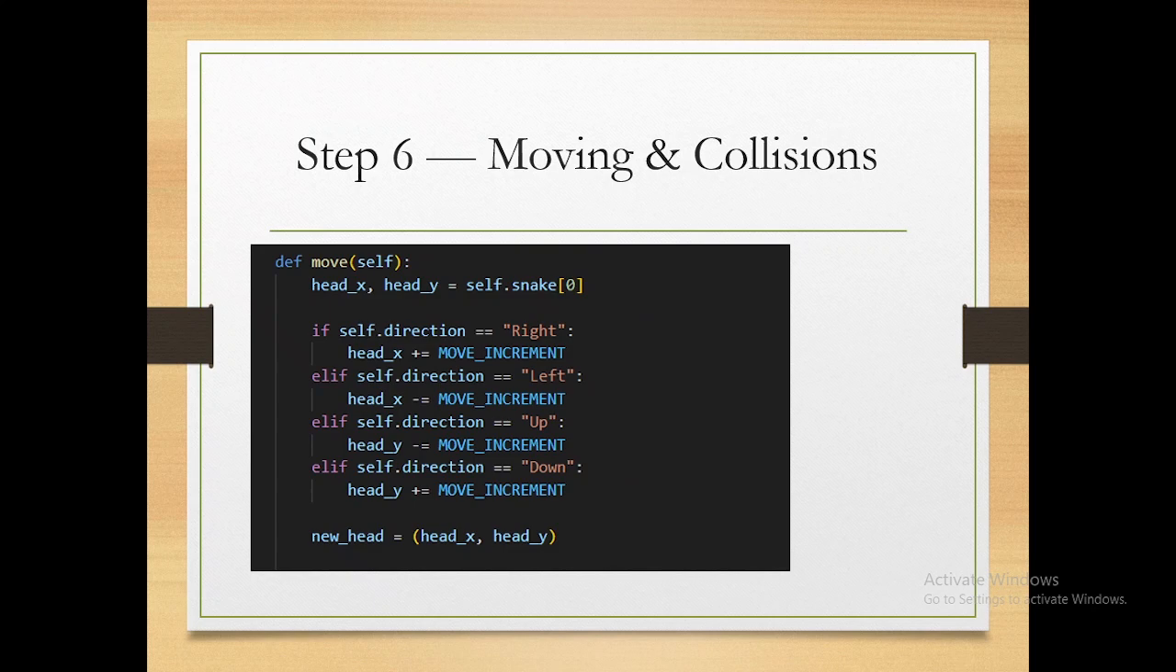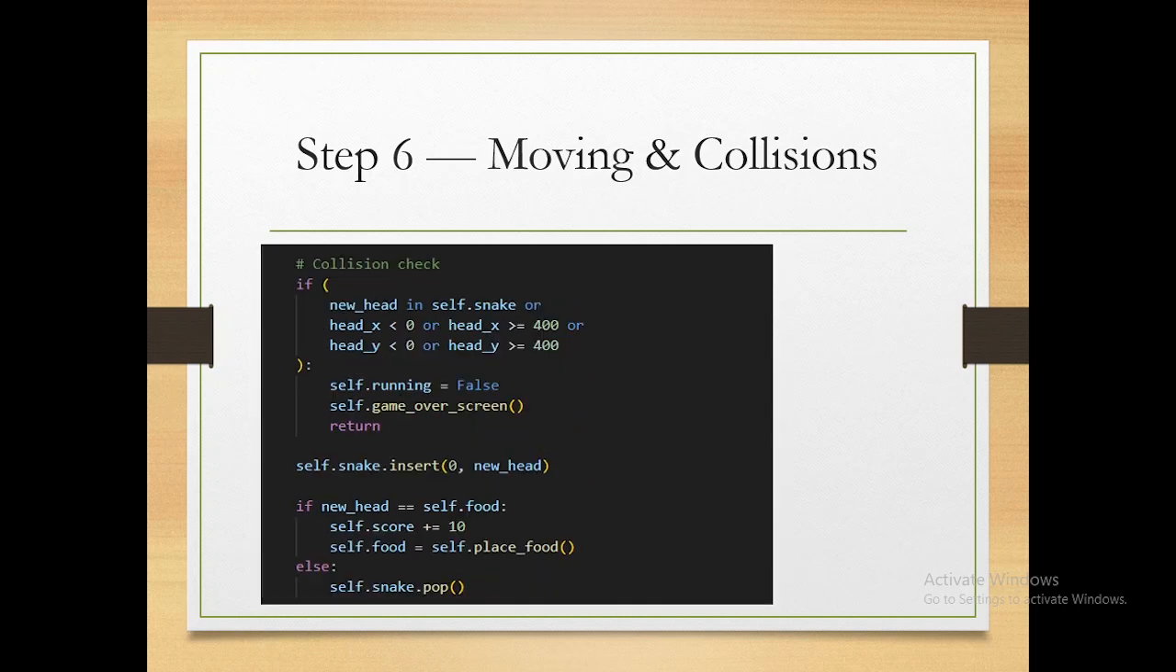Step number 6, Moving the snake and checking for collisions. The move method is the heart of the game. This is where we update the snake's position and check for collisions. First, we take the current head position of the snake, which is always stored at index 0 of the self.snake list. Then, based on the current direction, we adjust the head's X or Y coordinate. Moving right increases X, moving left decreases X, moving up decreases Y, and moving down increases Y. The amount we move each time is exactly our move_increment value. We then store this as the new head position in a variable called newHead.